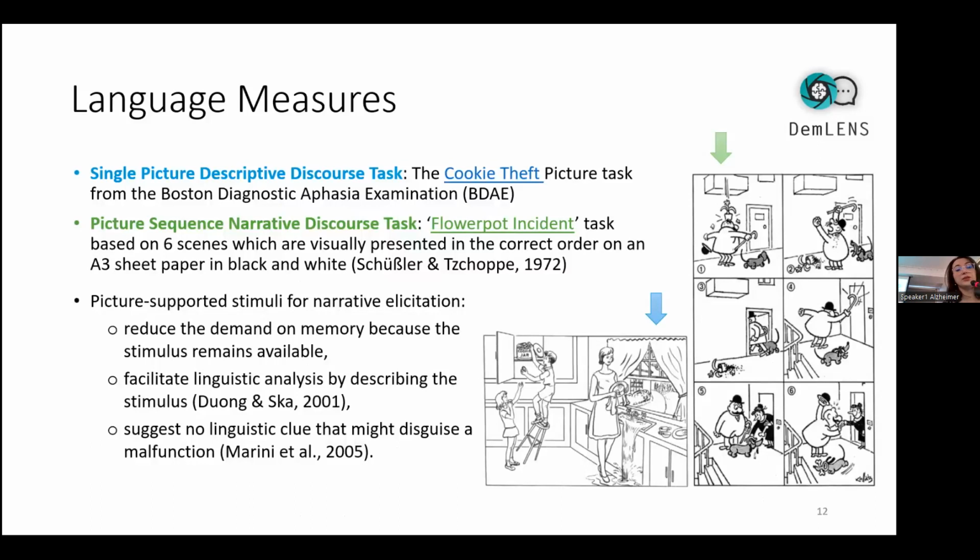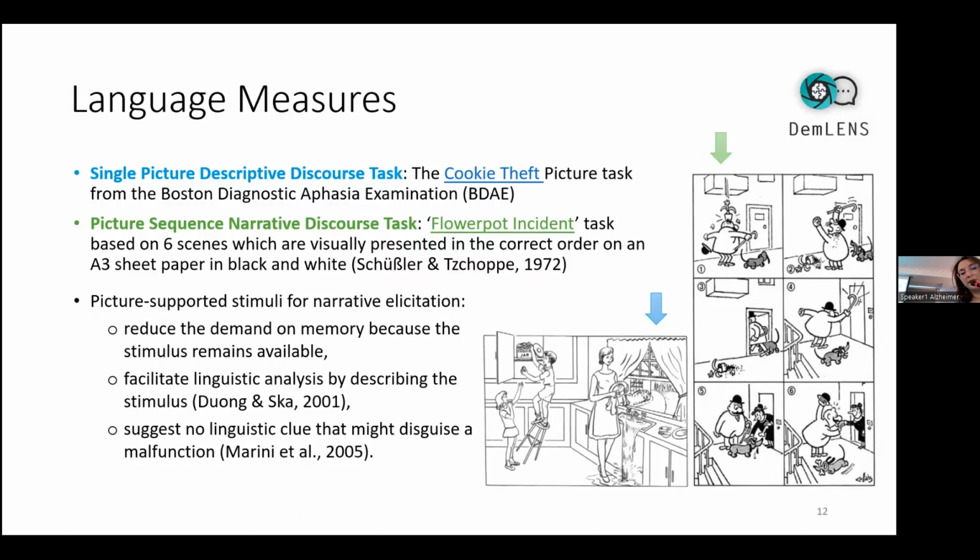We used 2 types of measures. The first one is a single picture descriptive discourse task. For that one, we used the Cookie Theft, a very well-known picture from the BDAE. The second task was a picture sequence narrative discourse task, the flower pot incident, where we have 6 scenes. They are visually presented in the correct order on an A3 sheet of paper in black and white, and we ask our participants to simply narrate the story that they see.